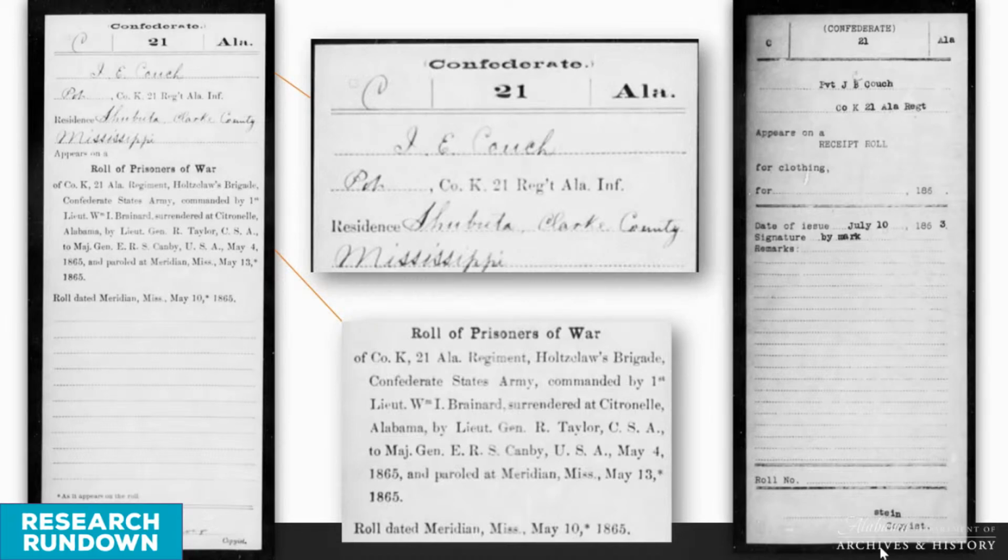The final record in his file indicates that Couch appeared on a receipt roll for clothing issued on July 10, 1863, and signed with a mark, meaning he was probably unable to write or read.